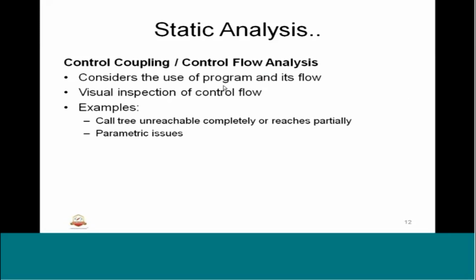Examples: call tree unreachable completely or reachable partially. Parametric issues: the parameters are supplied, but with the help of those parameters, the call tree is not reached completely, or the call tree is partially reached, and the program is not executing properly. So all this will be brought out in control coupling and control flow analysis.